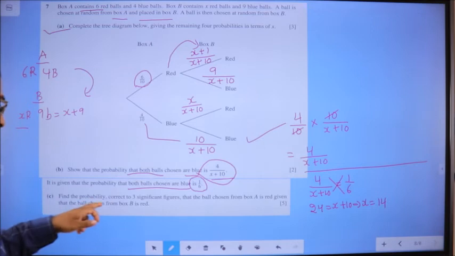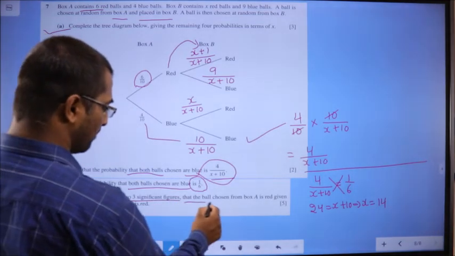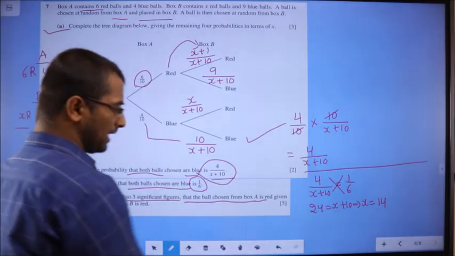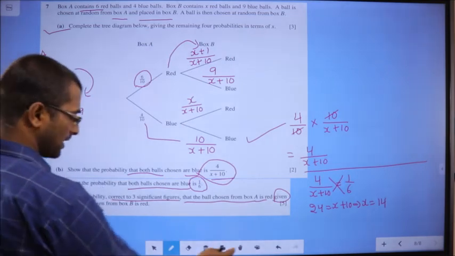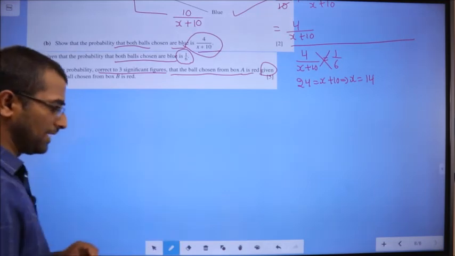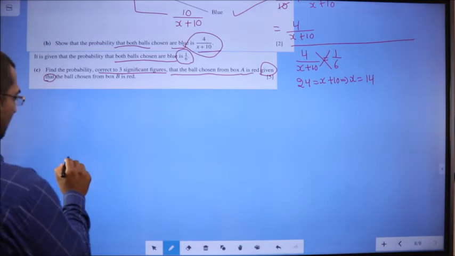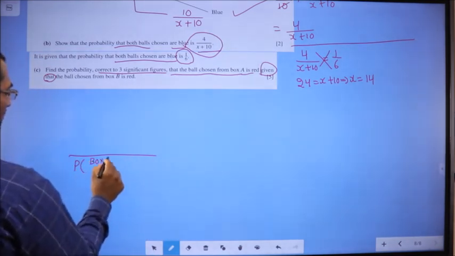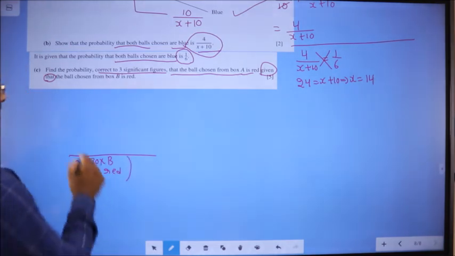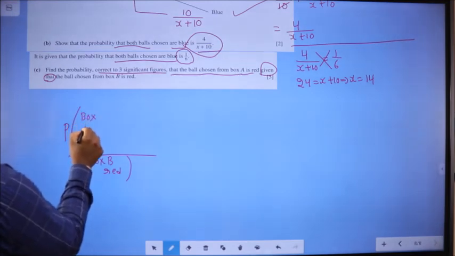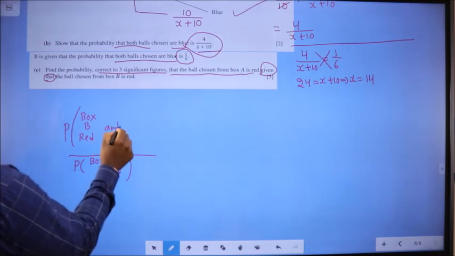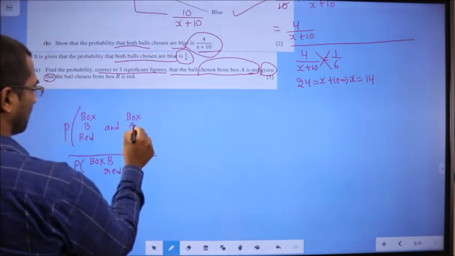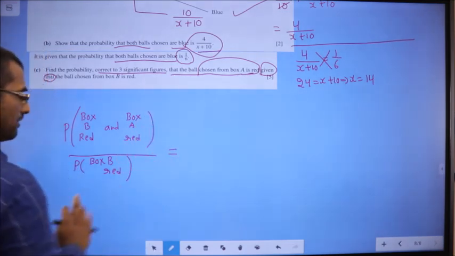Let's continue. Find the probability, correct to three significant figures, that the ball chosen from A is red, given that the ball chosen from B is red. Now, whenever you come across "given that", it comes under conditional probability. Always remember that. And how do you find it? After "given that", the statement is that the ball from box B is red. That goes in the denominator, and the numerator is both: box B is red and also the earlier statement, that the ball from box A is red. Okay, this will be the answer.